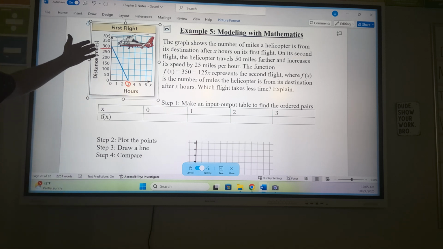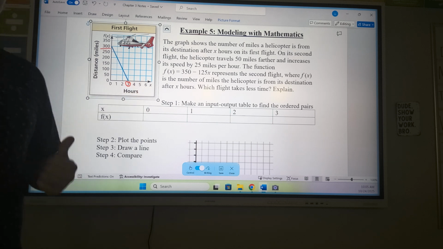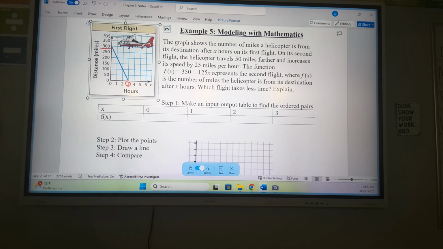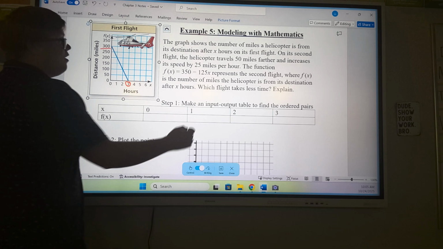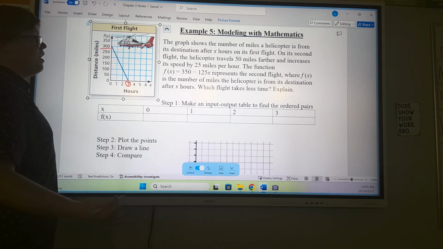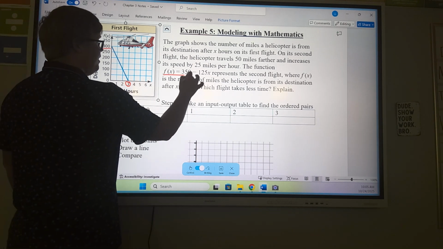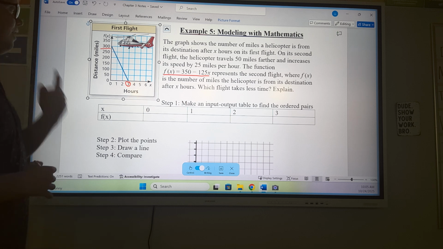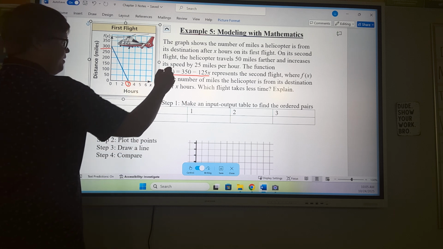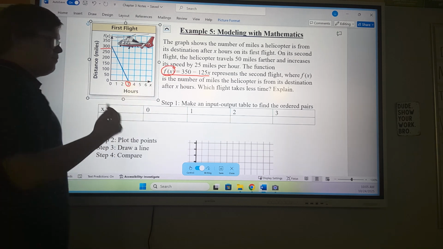So we know that this flight went from 300 to 0 in 3 hours. That means it's going 100 miles per hour. So now we look at the second flight. On its second flight, the helicopter travels 50 miles farther and increases its speed by 25 miles per hour. The function is here. That's the function it gives us, right? It represents the second flight where f of x is the number of miles. So this is the number of miles, right?